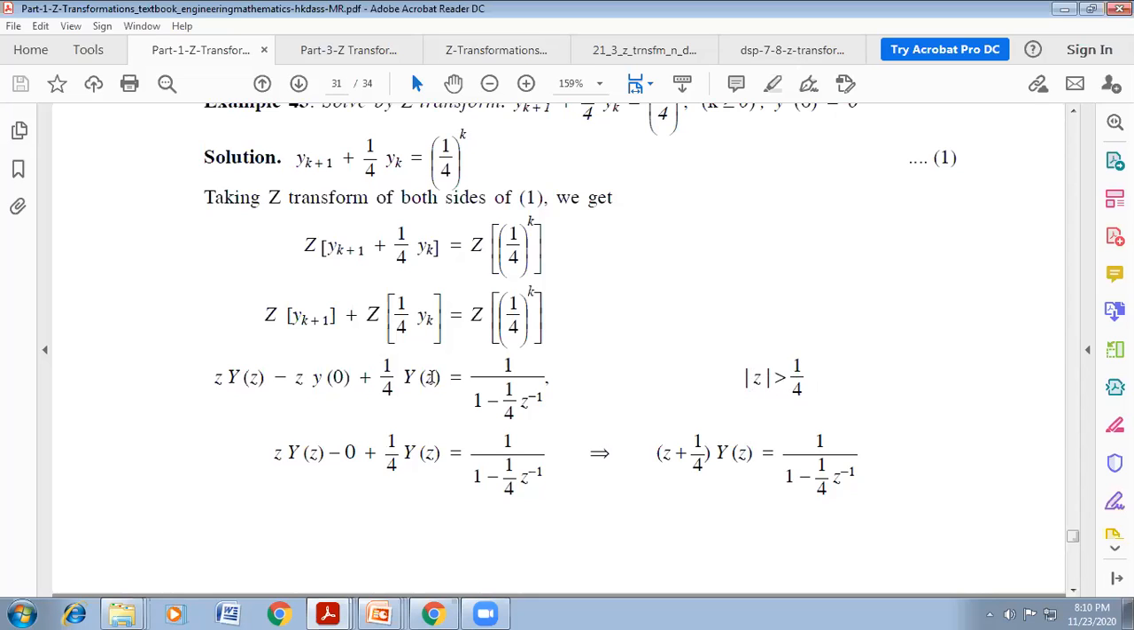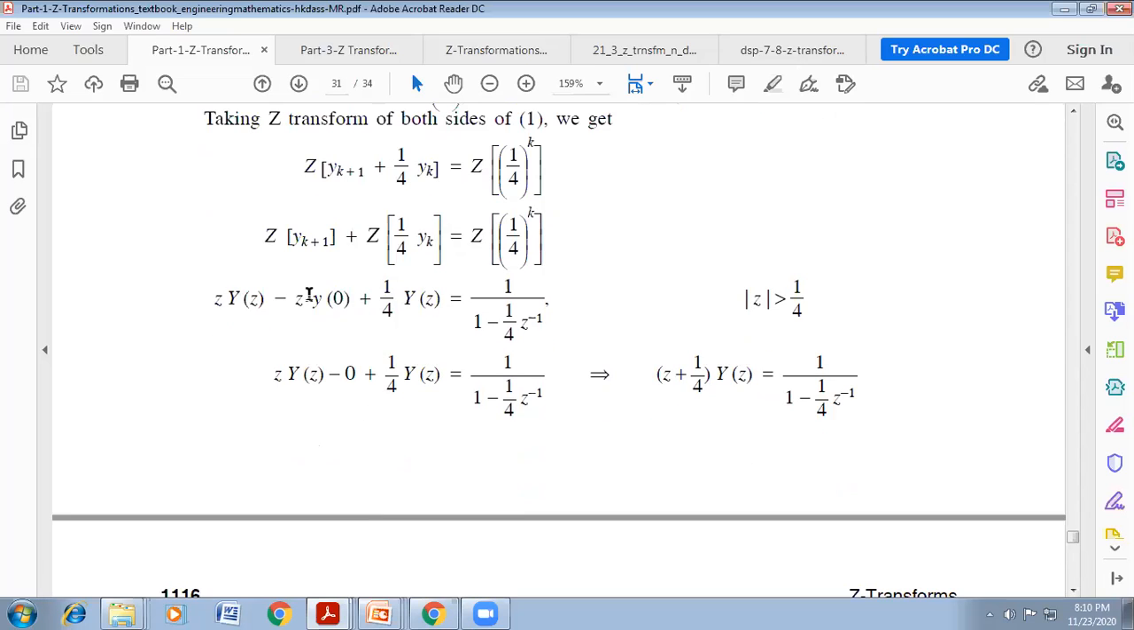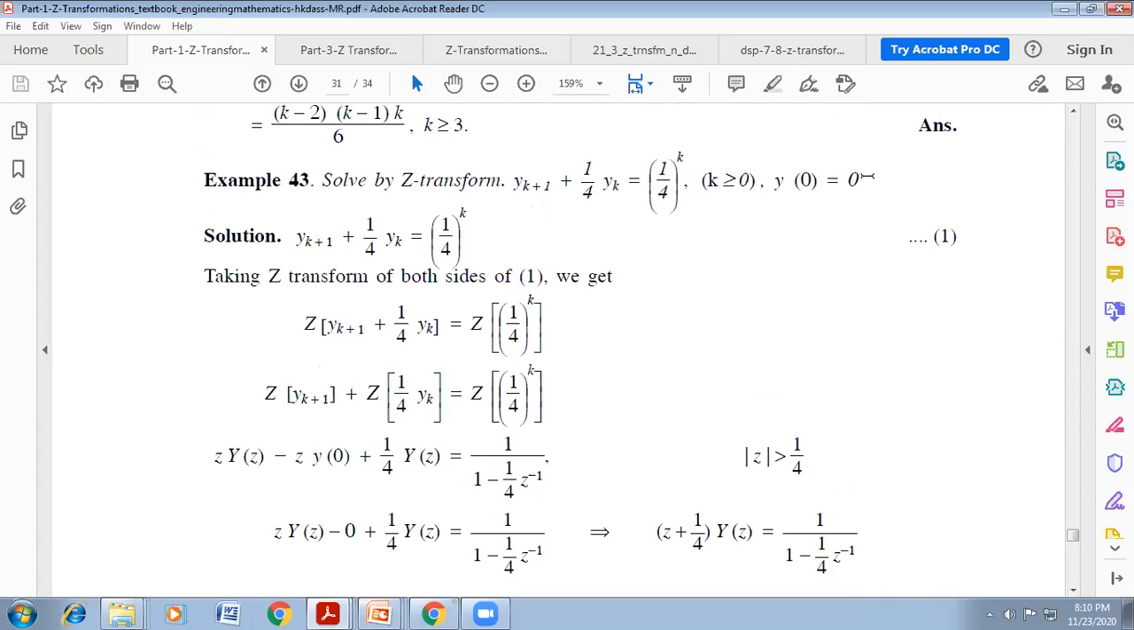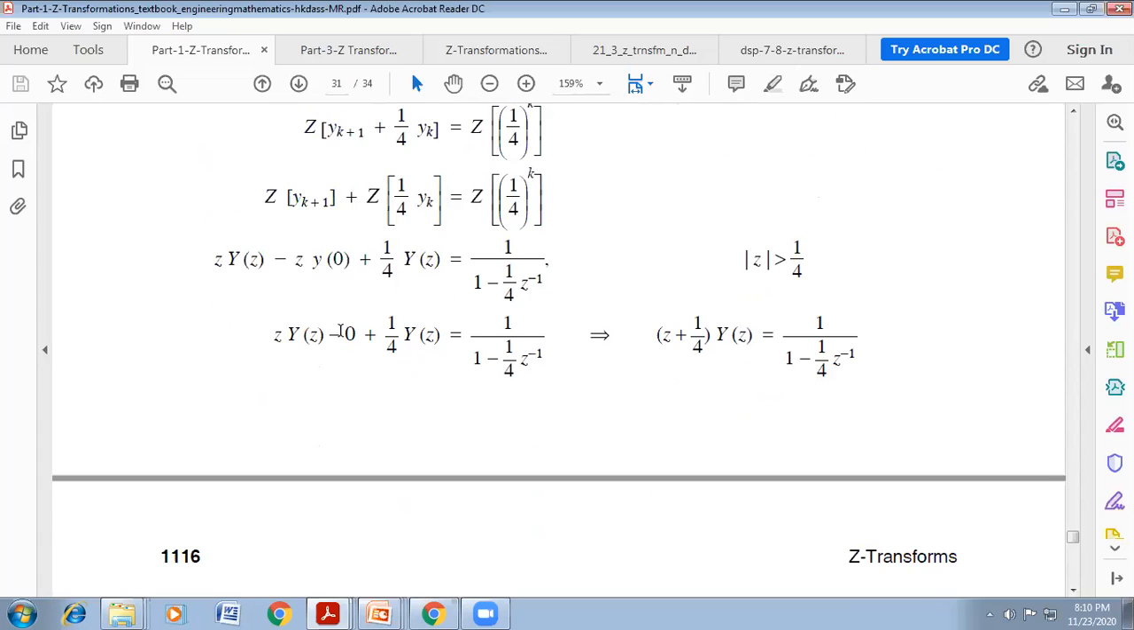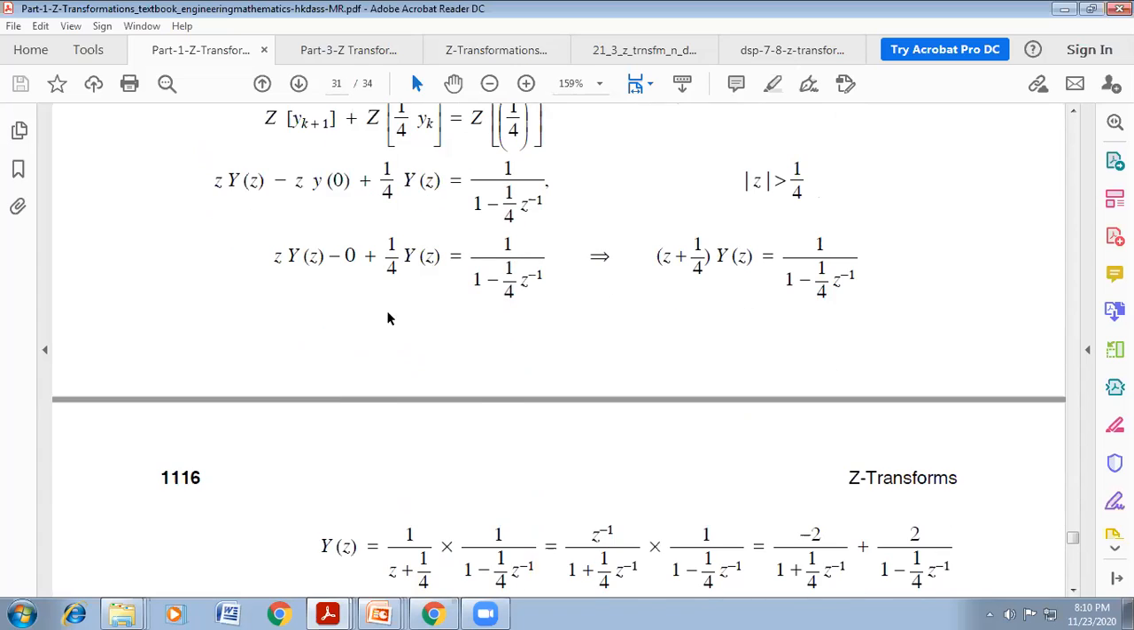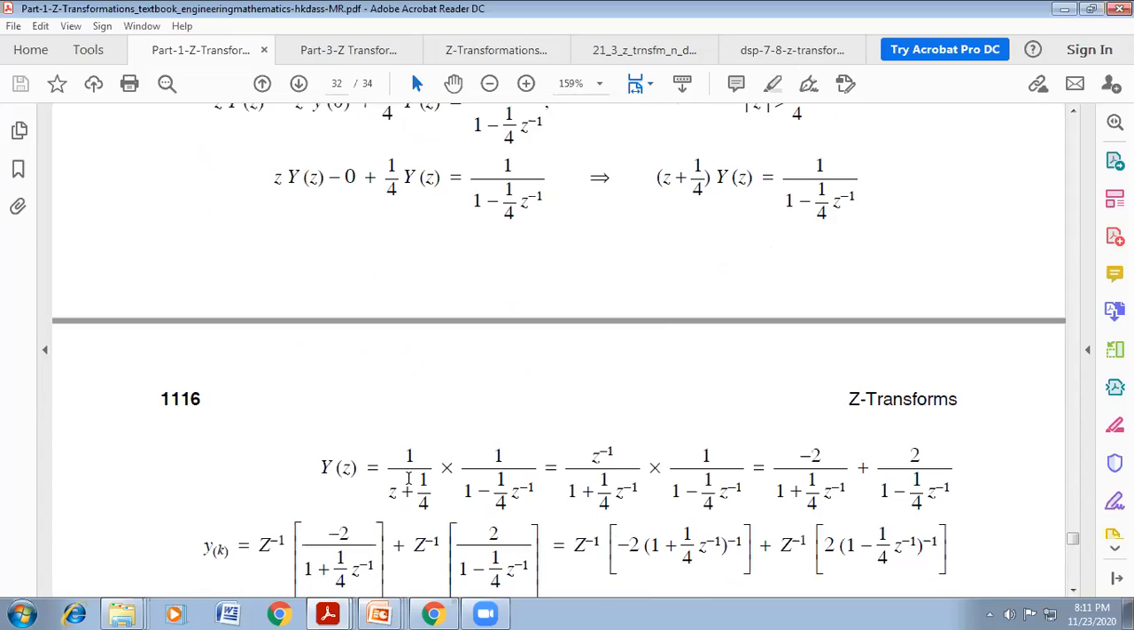So this can be written by taking Y(z) common. Using the initial condition y0 equals 0, this term will be cancelled. So only these two remain. Now taking Y(z) common, we get (z plus 1/4) Y(z), so Y(z) will be 1 by (z plus 1/4).